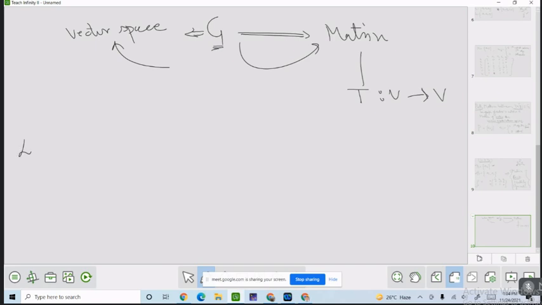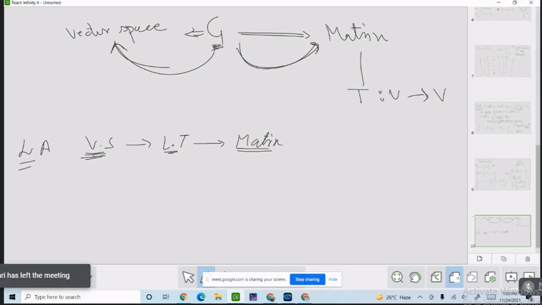But in linear algebra, first we study vector space, then linear transformation, and associated with this linear transformation you study the matrix. Here we have a graph G, and from this graph you can construct a vector space and a matrix. So the question is, can you find a linear transformation from this vector space to this vector space from which you can associate a matrix?